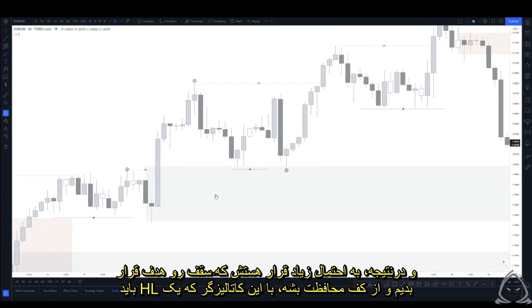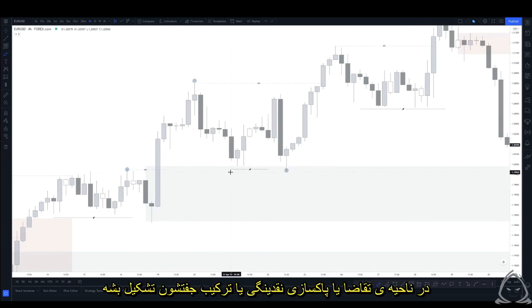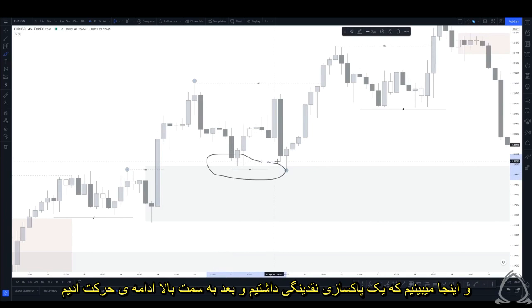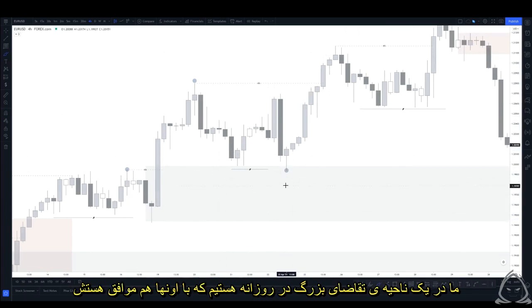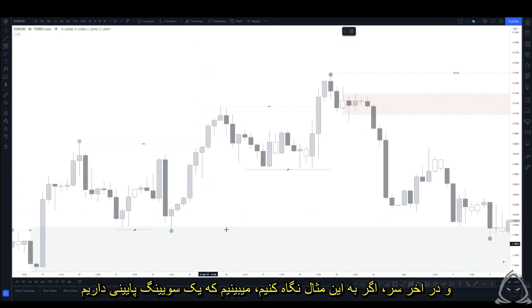And again, with the catalyst of a higher low, we need to be tapping into a demand zone or a sweep of liquidity or a combination of the two. And what we can see here is we do get a sweep of liquidity and then a continuation to the upside. We are in a larger demand zone as well on the daily chart, which also adds to that confluence as well.